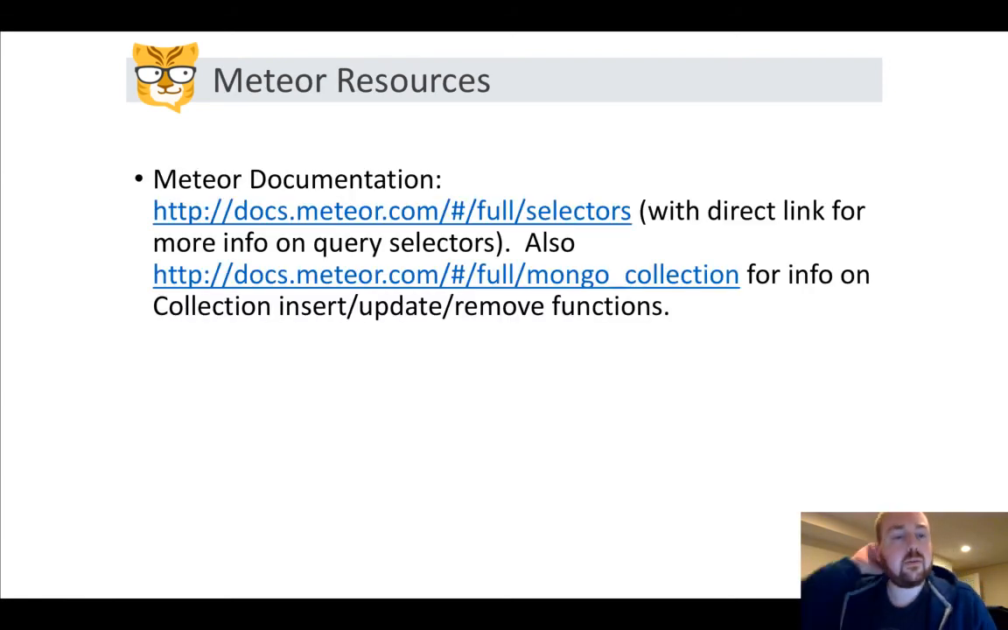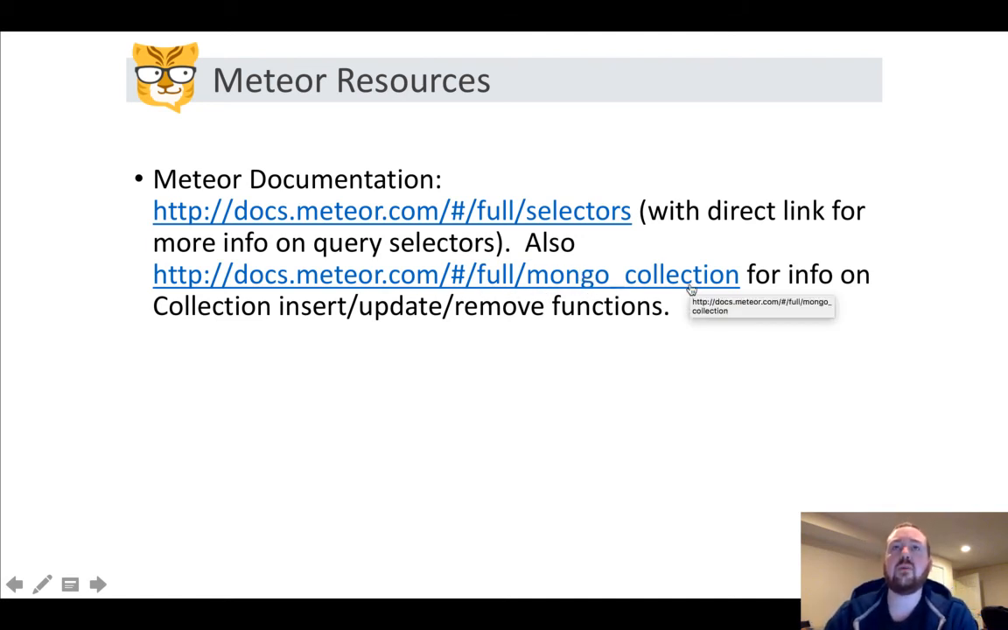There's a few other resources I wanted to link to. These first two I linked to specific sections of the Meteor documentation because these are sections that will be useful for the project assignment we're about to go over. The first one I linked to is the selectors, which is how you query MongoDB. The second one is the Mongo collection section, which is how you use the create, read, update, delete functions. They're named slightly different in Meteor. I think it's insert, update, remove is the three that you go over, but you may need some of this during the project assignment.